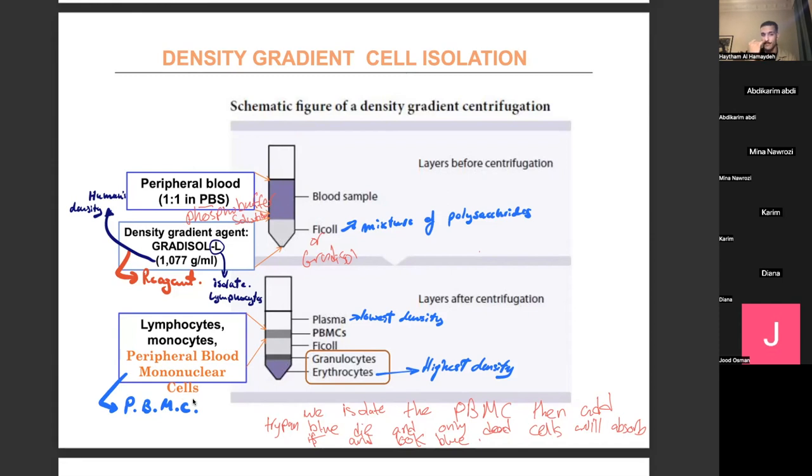Kareem, this is a question. What are the peripheral blood mononuclear cells? Mononuclear cells. Like white monocytes? Yeah, like leukocytes. Okay. So basically, we looked at leukocytes that have one nucleus. So basically, last time we have looked at lymphocytes, monocytes under the microscope.